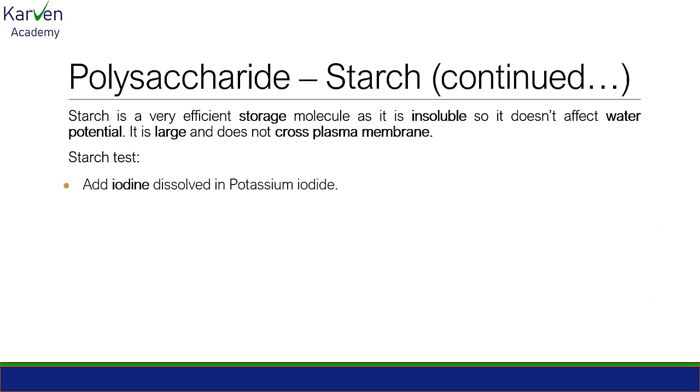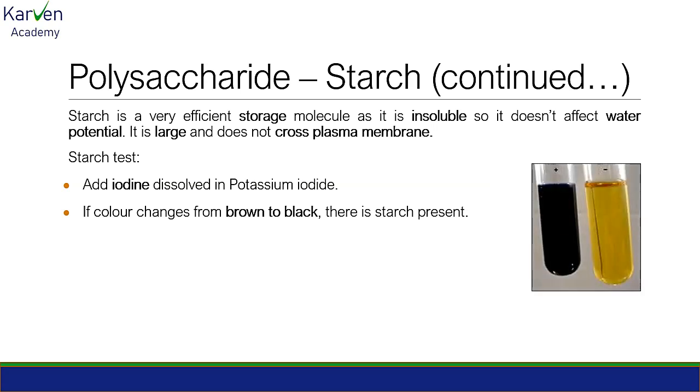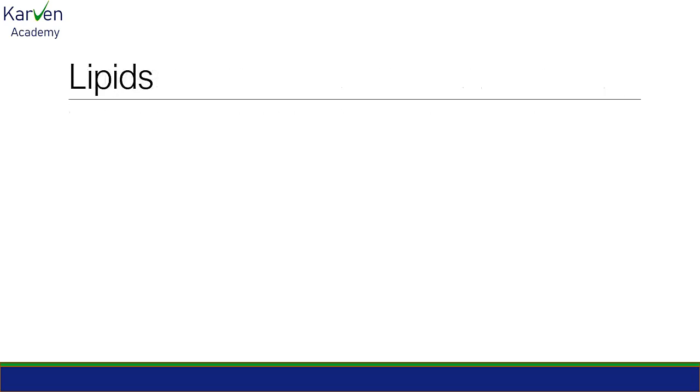And for a starch test, you add iodine dissolved in potassium iodide. And if the color changes from brown to black, there is starch present. It's a common test that you would have done in your earlier years. And this is the image indicating whether starch is present or not.